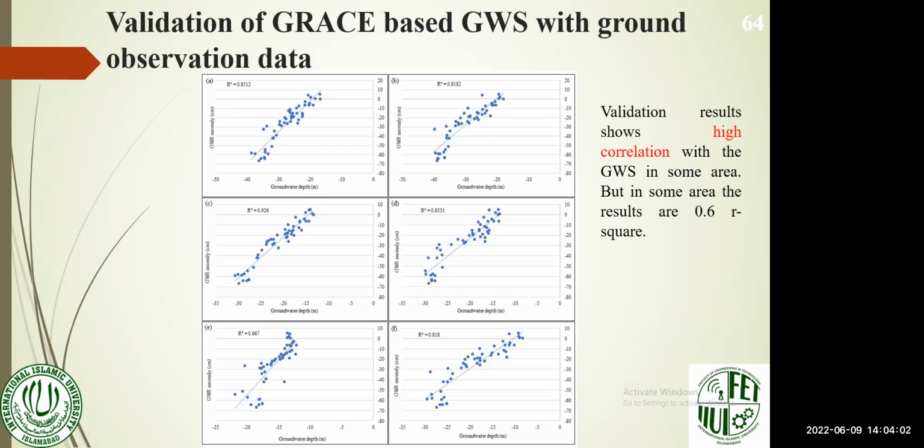The validation results show a high correlation with the GWS in some areas, but in some areas the results are with an R square of 0.6. So this shows that in some areas the results are not very well connected with the observation data, but in most cases the data is connected with the observation, and it gives us 0.8 and 0.9 R square, which is very high.